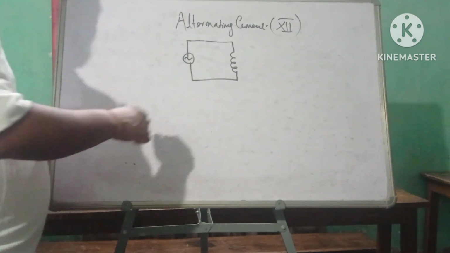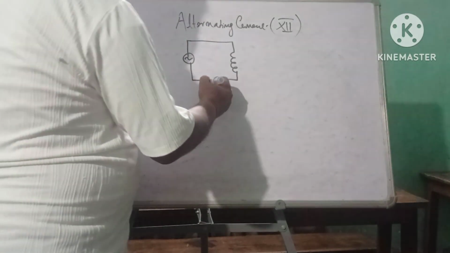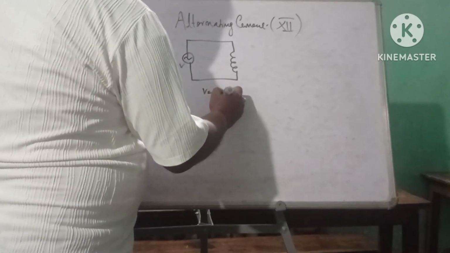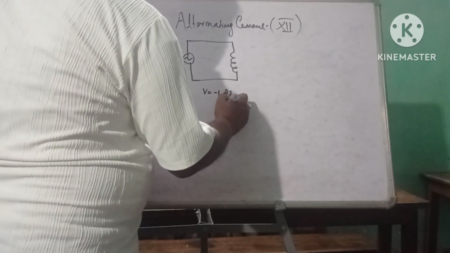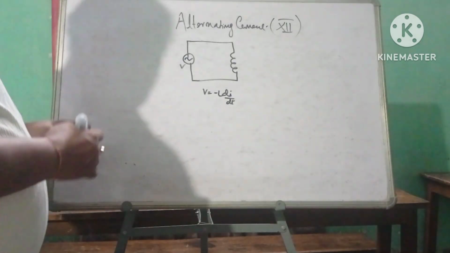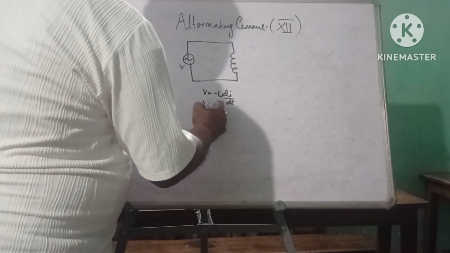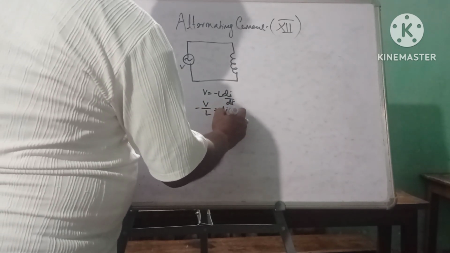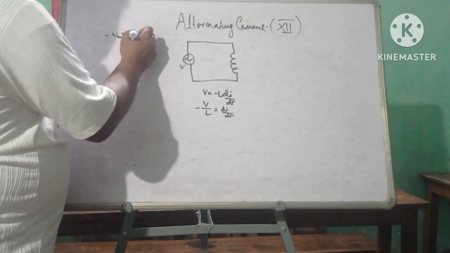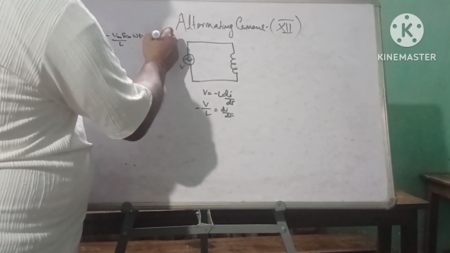Here again, applying Kirchhoff's law, the total potential will be 0. So V will be equal to minus L di by dt. So V by minus L is equal to di by dt. So minus Vm sine omega t by L is equal to di by dt.